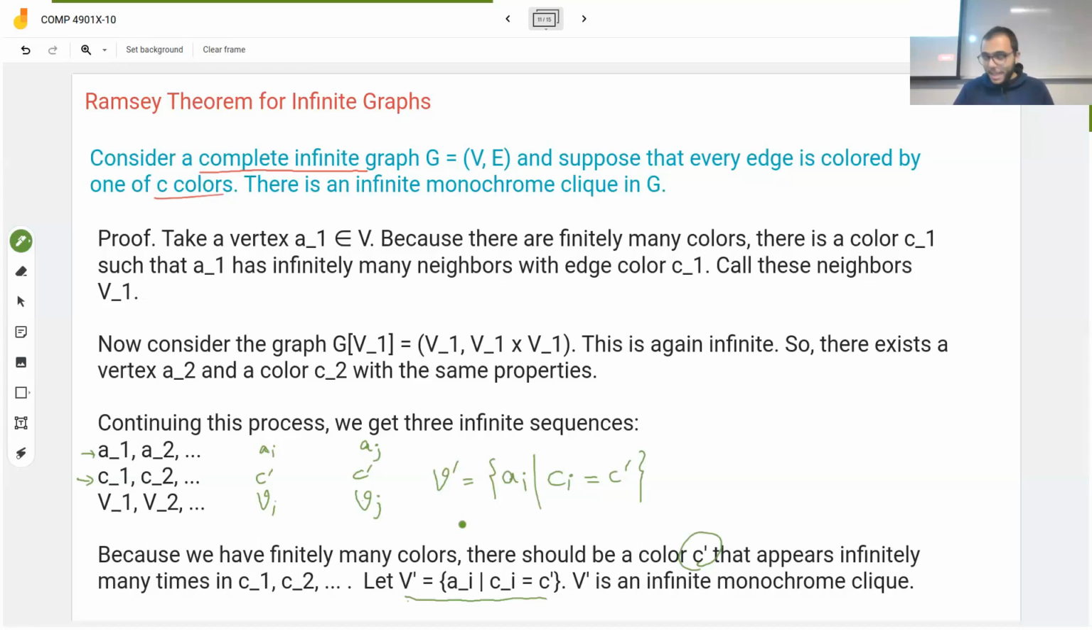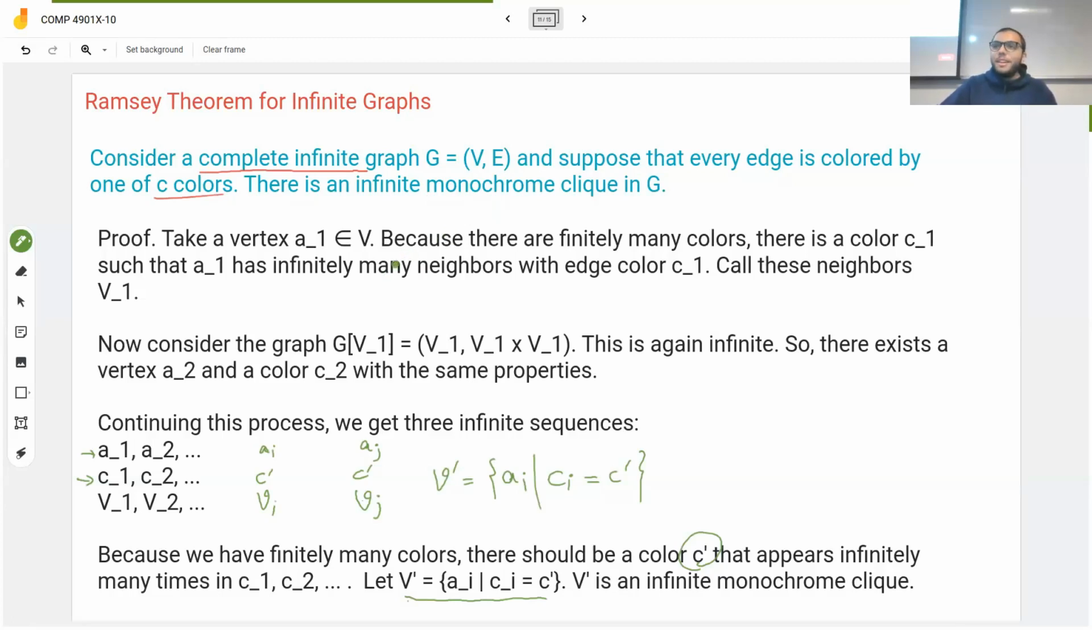I just want you to step back and appreciate what we just proved. I'm telling you that if we have a graph with infinitely many vertices, and it's a complete graph, and we color each one of the edges with one of the colors from 1 to C, then inside this graph, you can find infinitely many vertices such that all the edges between them are of the same color. It's really amazing. So anyway, there is an infinite monochrome clique in G.